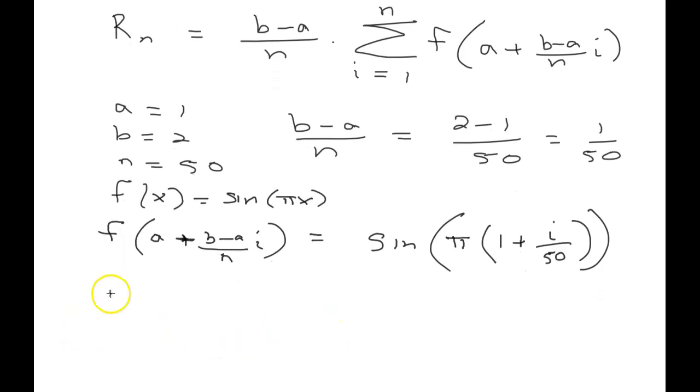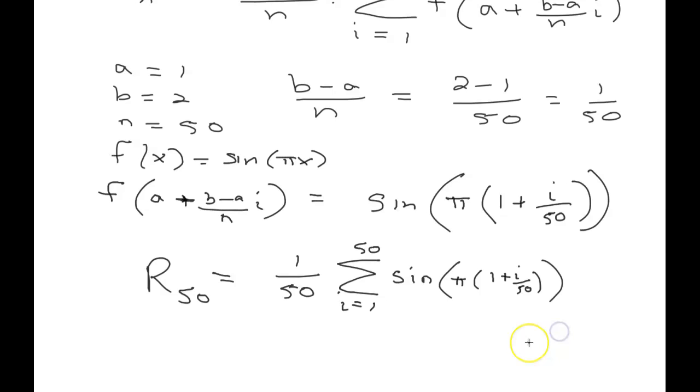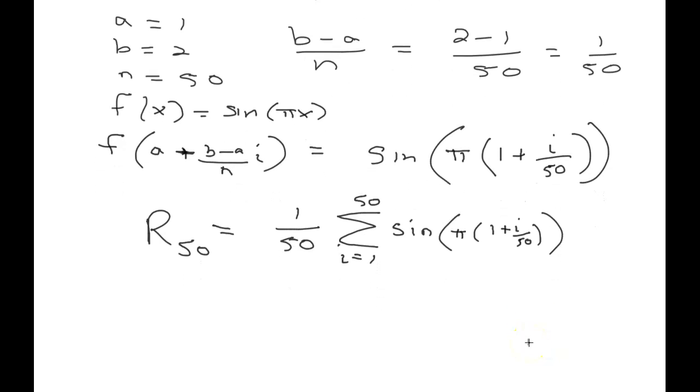So R50 should be equal to 1 over 50 times the sum from i equals 1 to 50 of sine of pi times (1 plus i over 50). Now if you wrote this out, that's great, you got some credit for this, but I really wanted to make sure you were able to get the approximation for this.